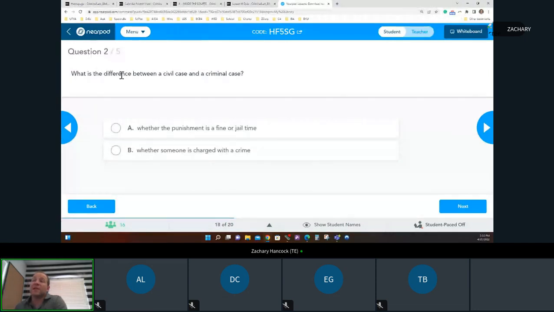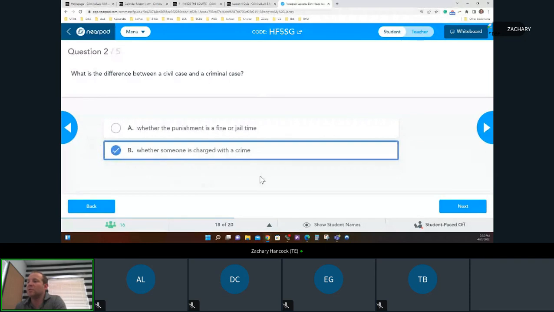What is the difference between a civil case and a criminal case? Whether the punishment is a fine or jail time, or whether someone is charged with a crime. Okay, a civil court could still fine them, right? But it's whether somebody's charged with a crime, because civil does not have to do with criminal law, right? That's just a dispute between two people.